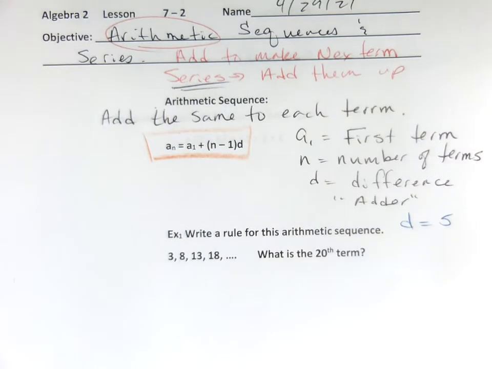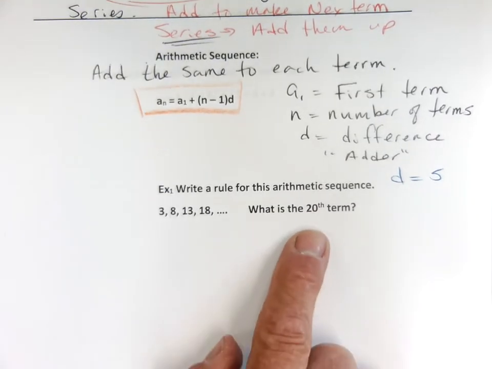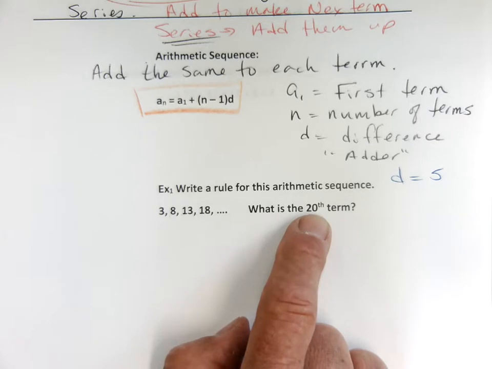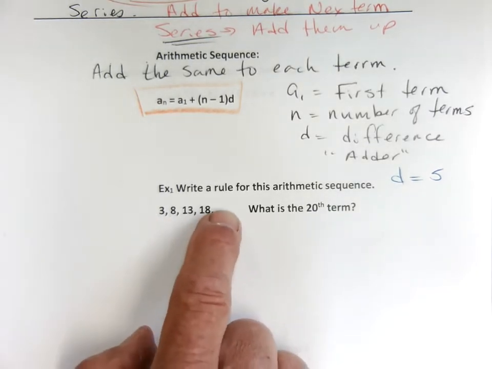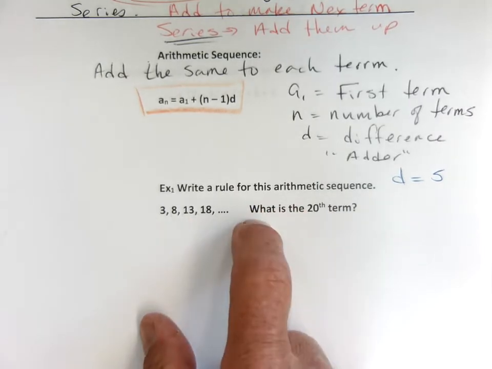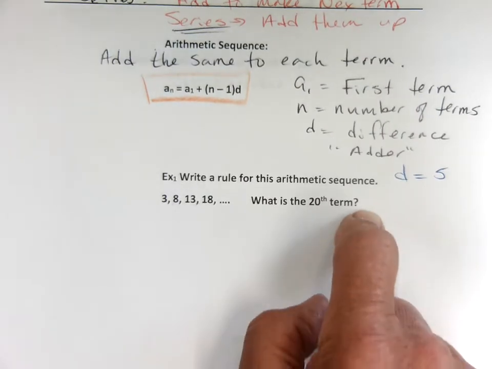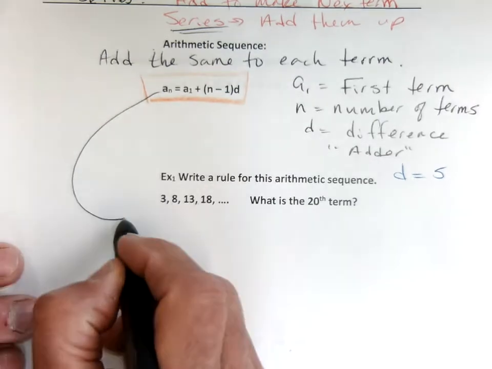So if I take a look at example 1, one of the advantages of having a formula is if I want the 20th term, finding the 20th term is much faster. If you don't make a formula, you've got to just go plus 5, plus 5, plus 5, plus 5, plus 5. If you want to just keep adding all the way until you get the 20th term, it'll work. It's kind of a pain. So what's more convenient is to use our formula, okay?